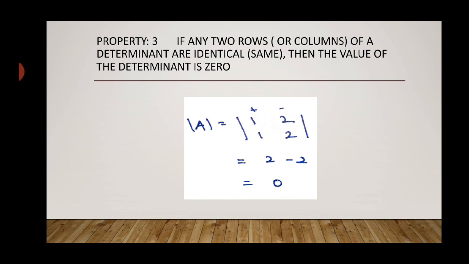So now over the first row, I am giving the symbol plus and minus sign. Now multiply the plus 1 with 2, so you have 2. Then the other side minus 2 with 1, so you have minus 2. So the answer is 0. So whenever we have two rows identical, looking same, or any two columns looking same, identical, then the answer of the determinant is 0.